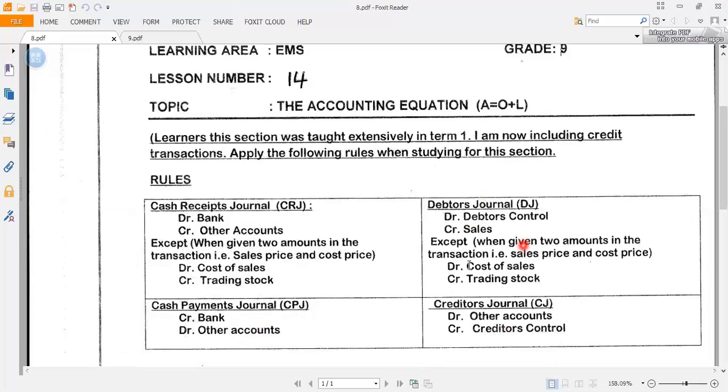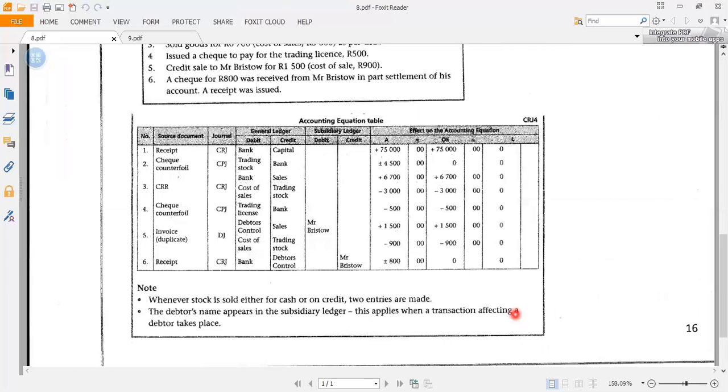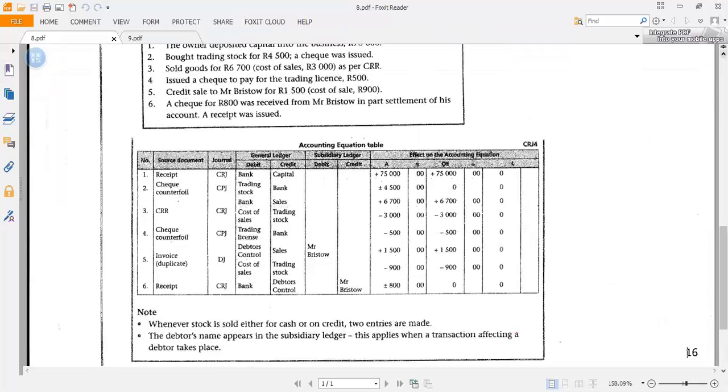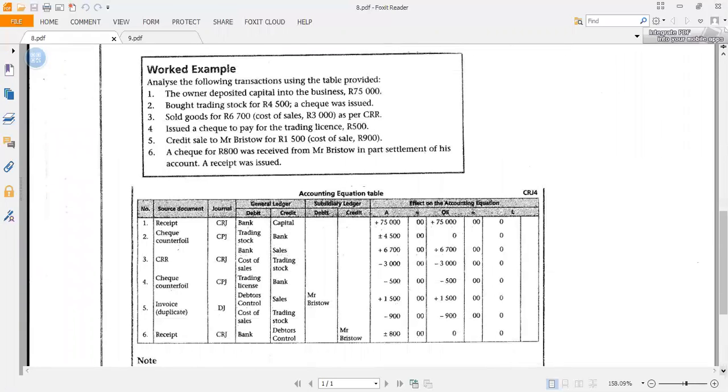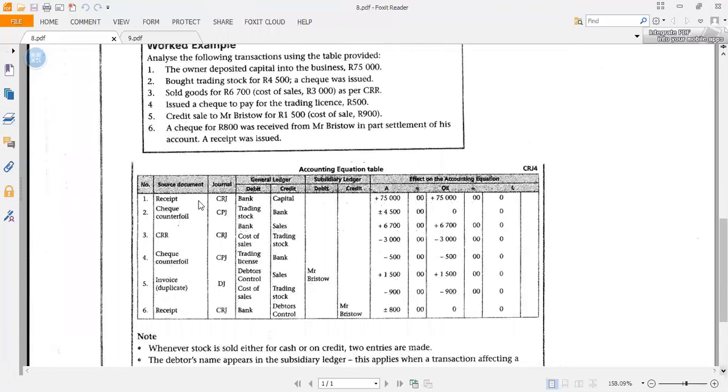Okay, so keeping these rules in mind, as well as the debt click rule. You remember the debt click rule? The DEAD, the CLIC rule that you have been taught in class. Using all these rules, we are now going to learn how to complete the AOL template. Okay, let's go through this worked example, learners. That's below on page 14 of your resource pack. Right. The instruction is to analyze the following transactions using the table provided.